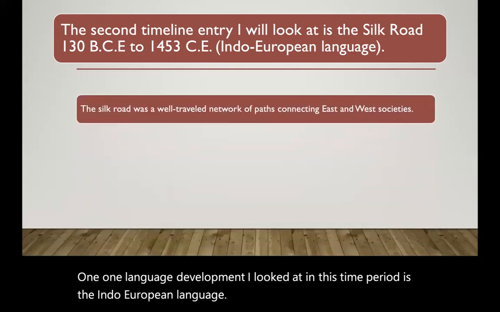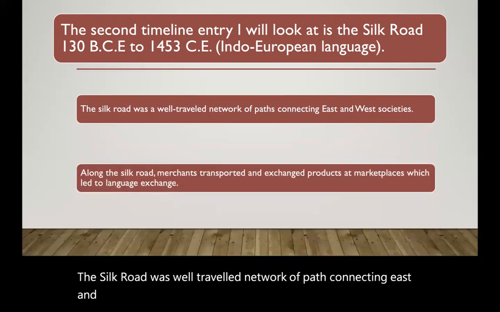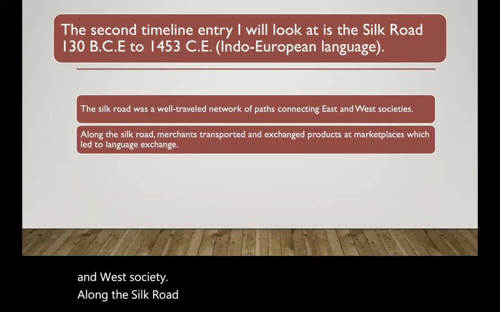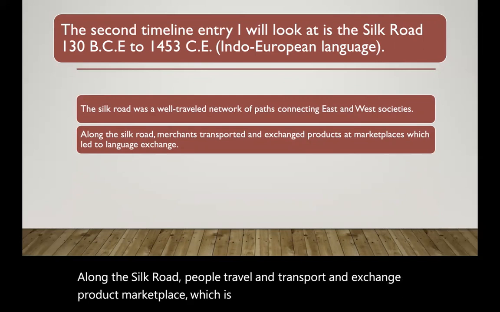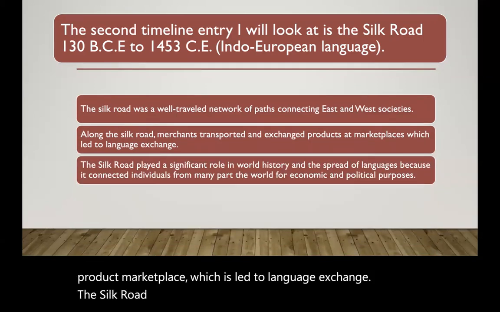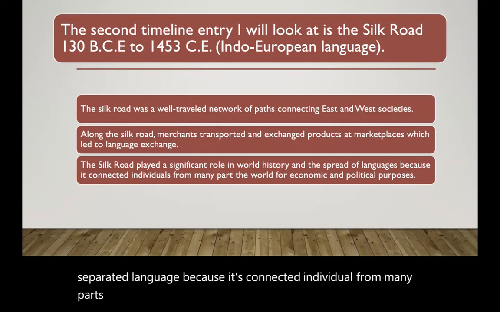The Silk Road was a well-traveled network of paths connecting Eastern and Western societies. Along the Silk Road, people traveled, transported, and exchanged products in marketplaces, which led to language exchange. The Silk Road played a significant role in world history and in the spread of language because it connected individuals from many parts of the world for economic and political purposes.